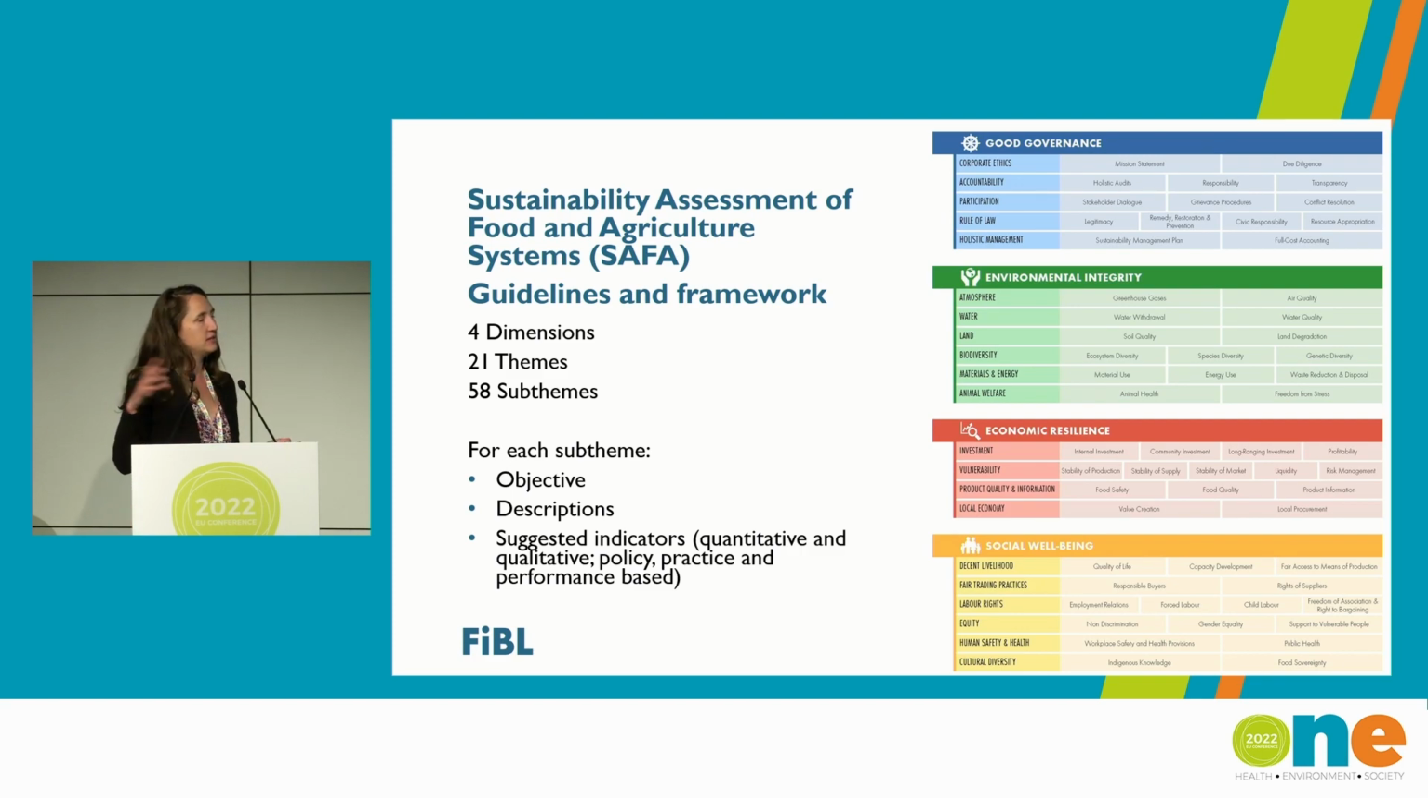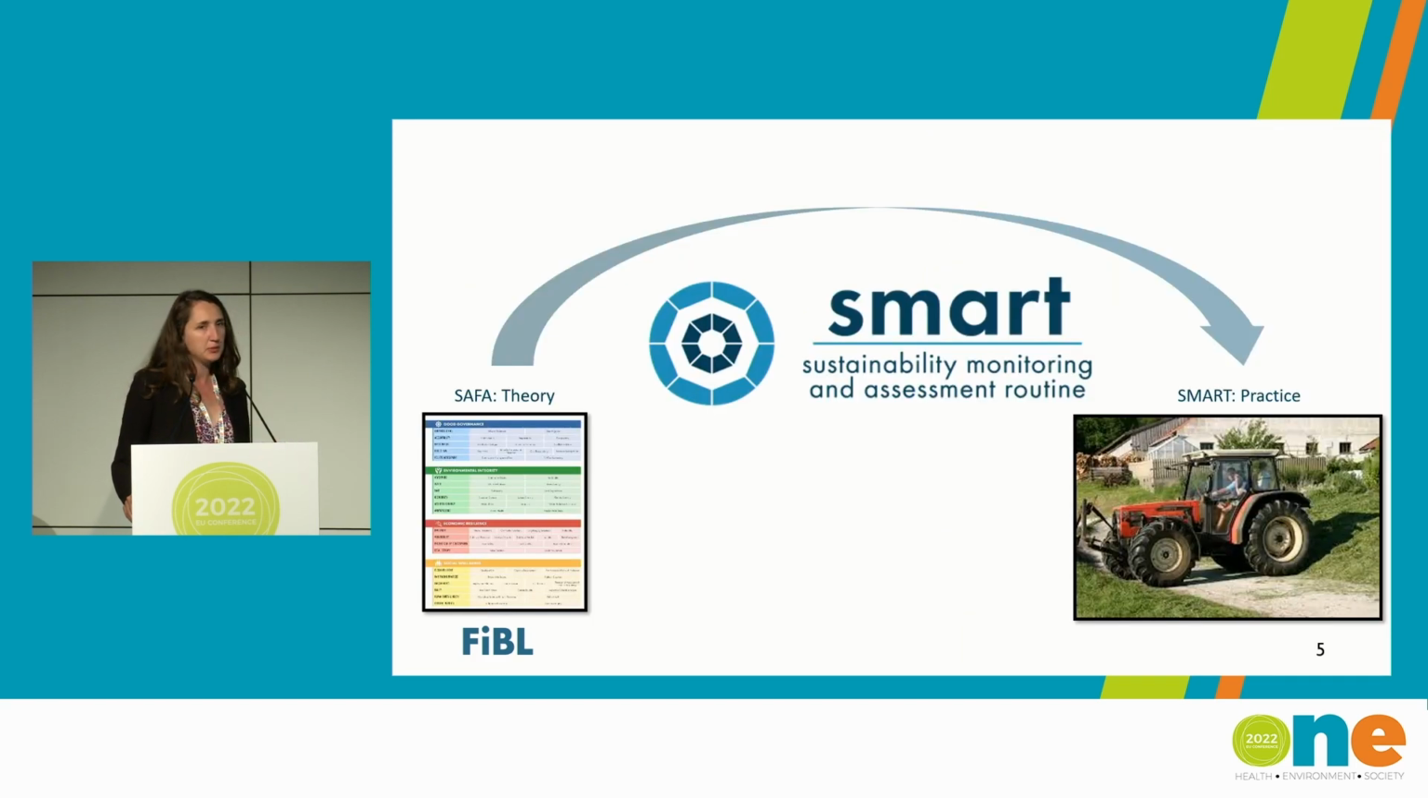Yes, and in these 4 dimensions, we have several themes, 21, and these themes are then divided into sub-themes. In the framework, the objective and descriptions are included, and some example indicators, but it's really only examples. And what we did at Feeble is to take this theoretical framework and put it in practice so that we can actually assess sustainability on farms.